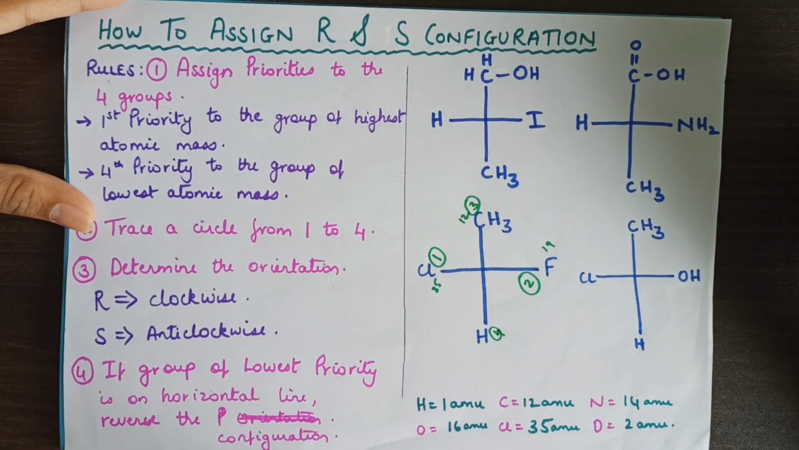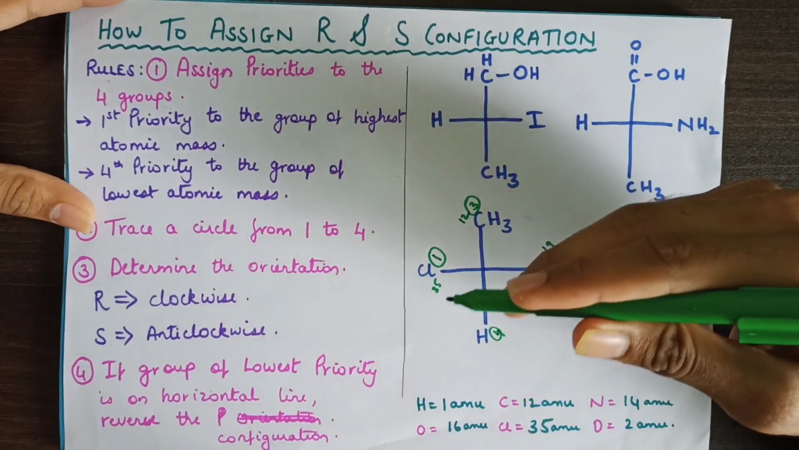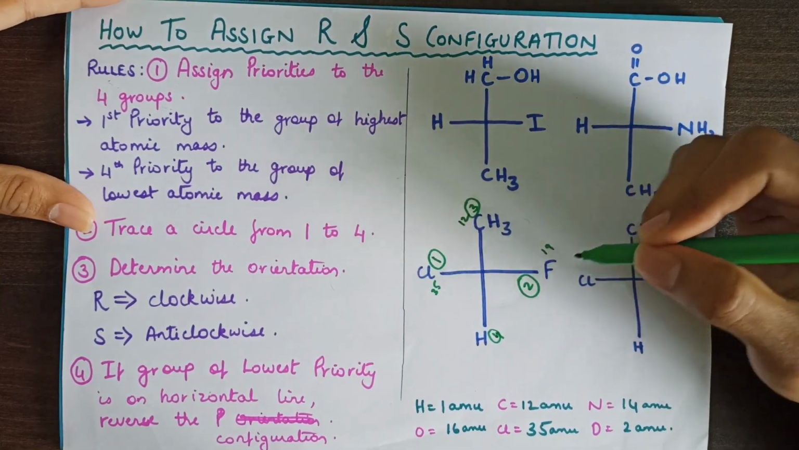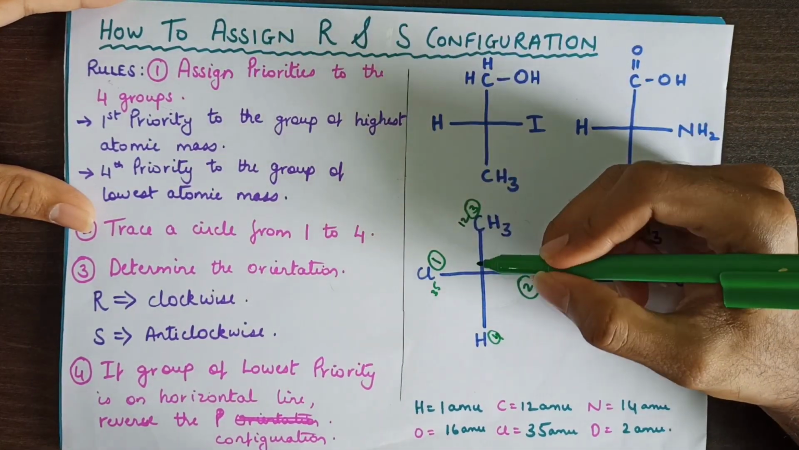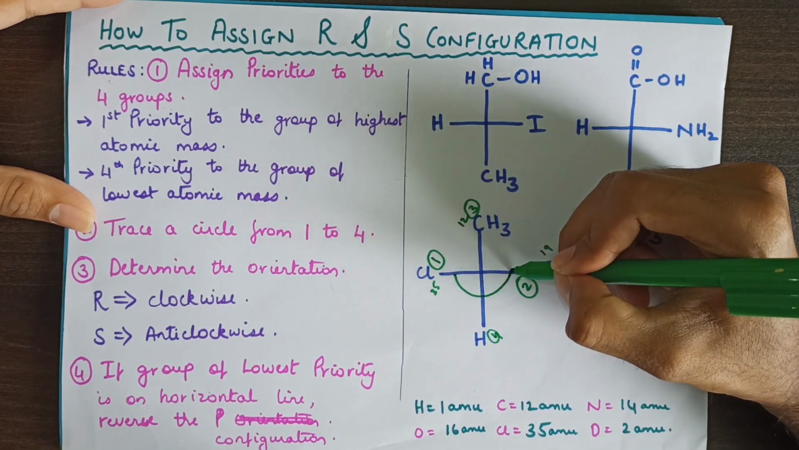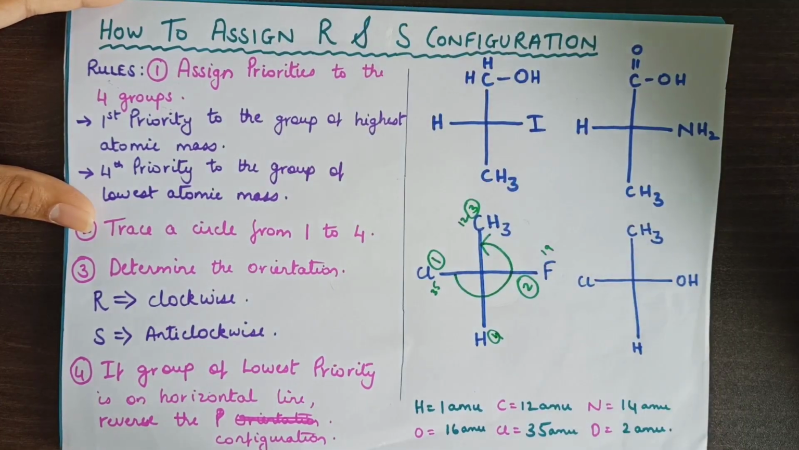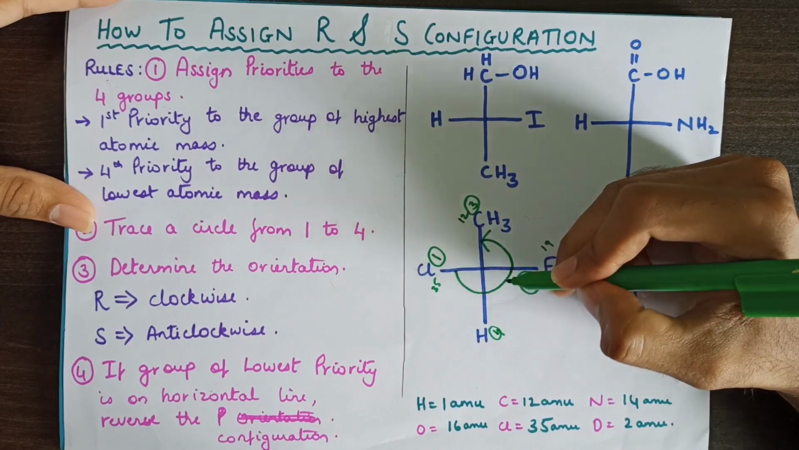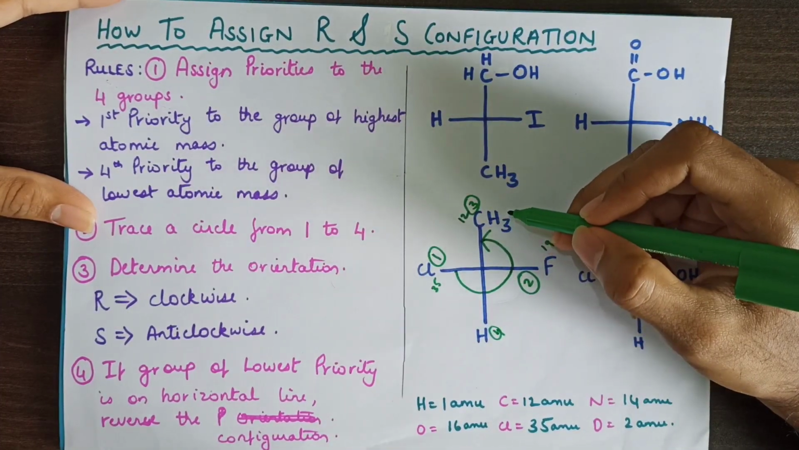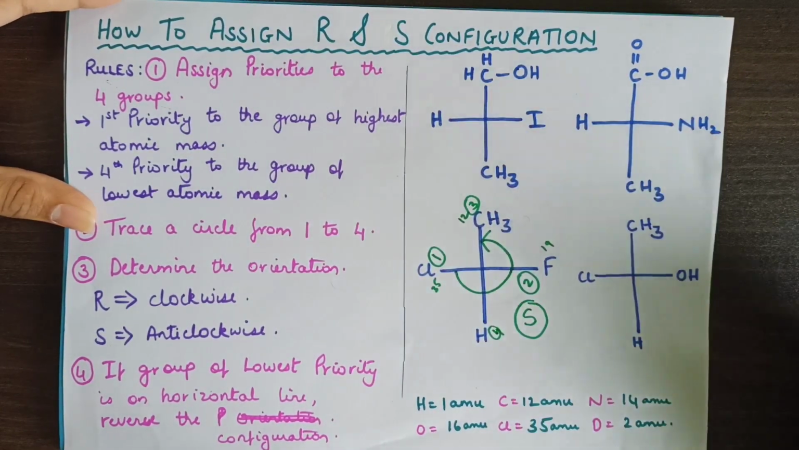Now you have to trace a circle from the group of highest priority to the group of the third highest priority. Usually, we do not consider the fourth one. If we pass it through the fourth highest priority, it doesn't make a difference. So we start from chlorine, we go all the way to the second highest priority, and then go to the group of the third highest priority. Trace a circle like that and draw this arrow. Now you have to check whether this is in the anti-clockwise or the clockwise direction. As you can see, this is in the anti-clockwise direction, so it will be an S configuration, right?